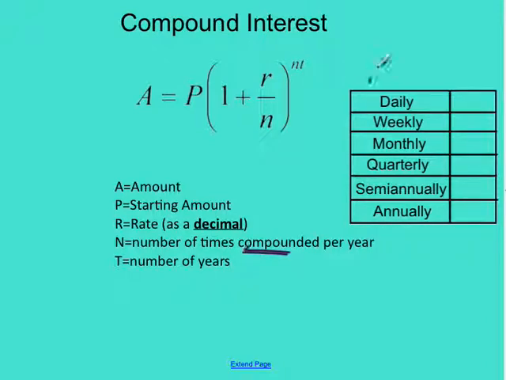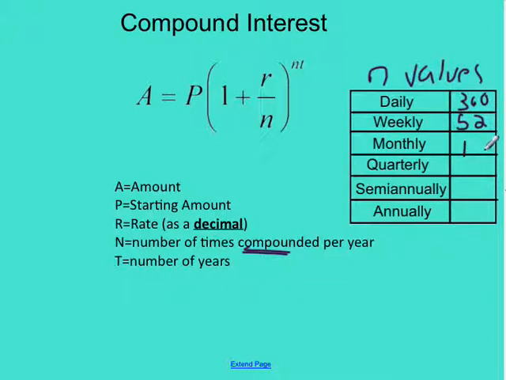So this is kind of a table that will help you figure out your N values. And when you see this word, it means this, and so forth. When you see daily, your N is going to be 360 because that's how many days are in a year. Good one, Miss Humbert. Your weekly is going to be 52 because there's 52 weeks in a year.